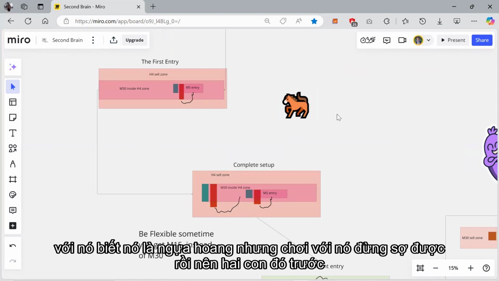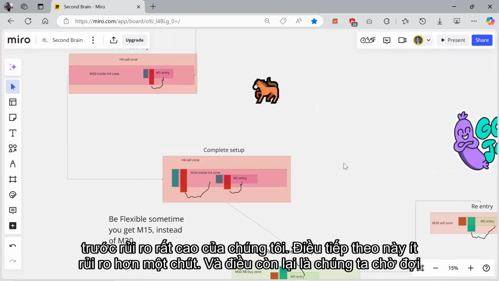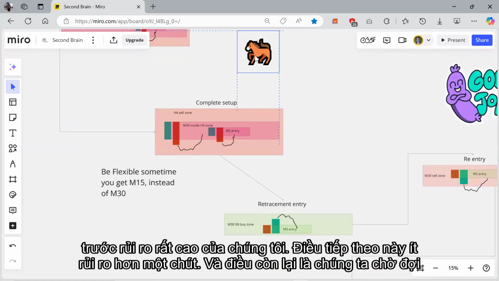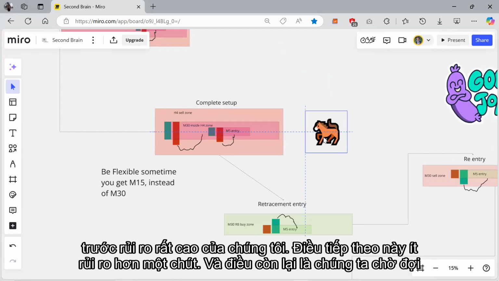So those first two are very high risk. This next one is a little bit less risky.